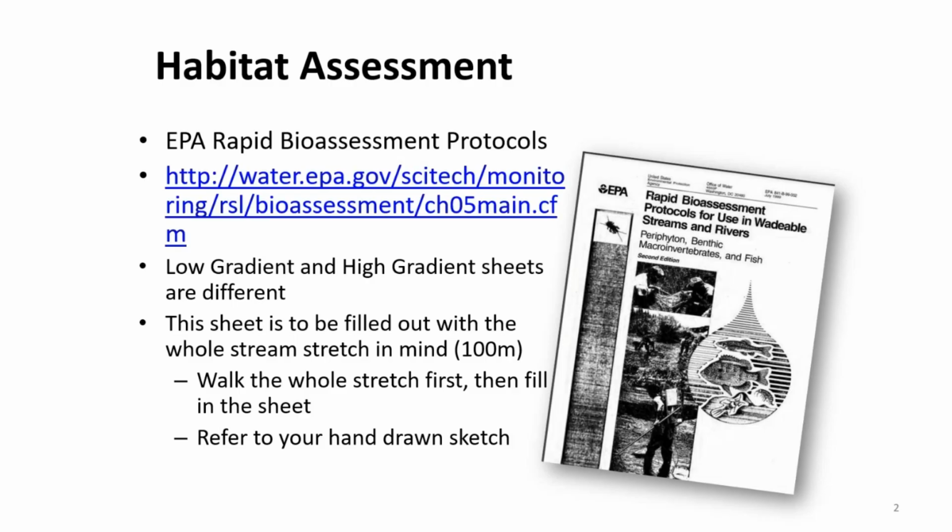We want you to walk the whole 100 meters first and then fill in the sheet. This way, you're keeping the whole 100 meters in mind. Otherwise, you might have a tendency to look at just the section that's right in front of you, and that won't be representative of the whole 100 meters.